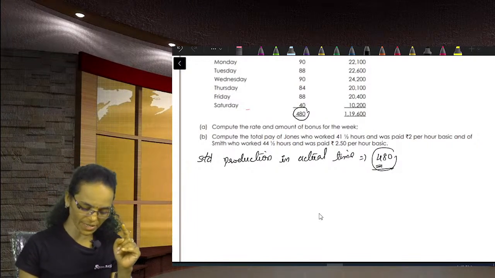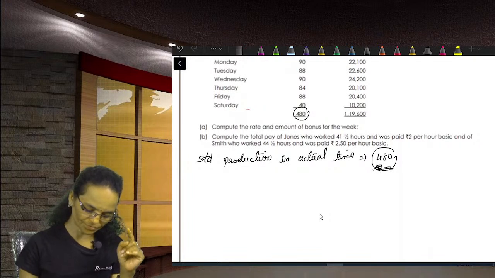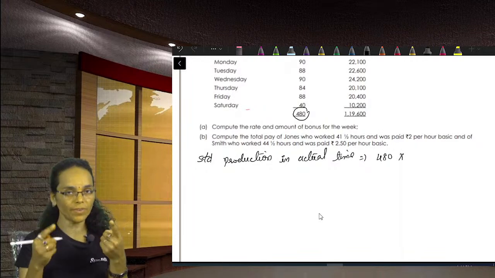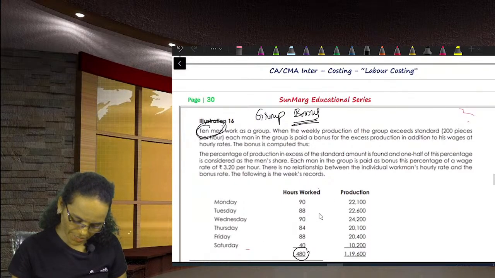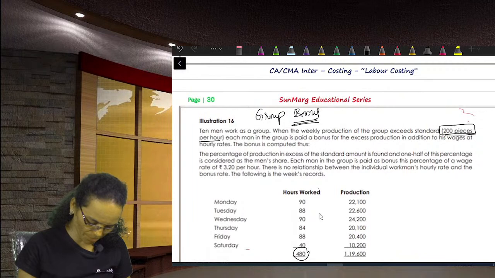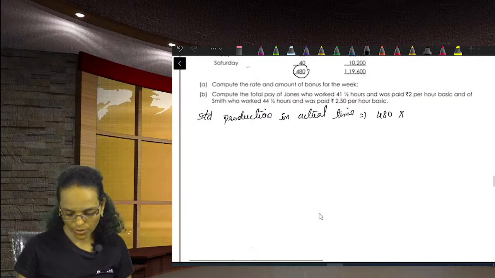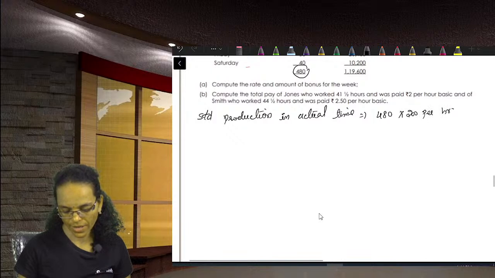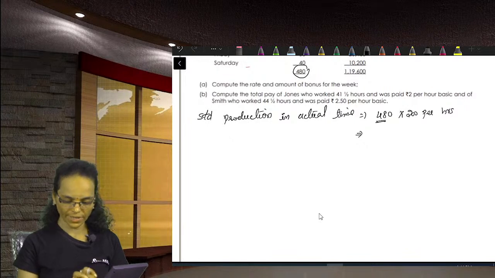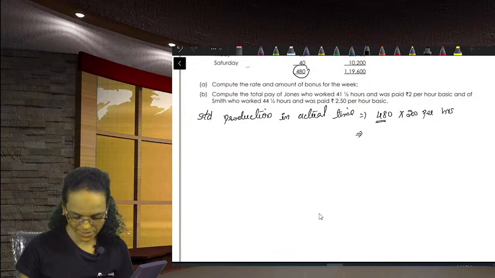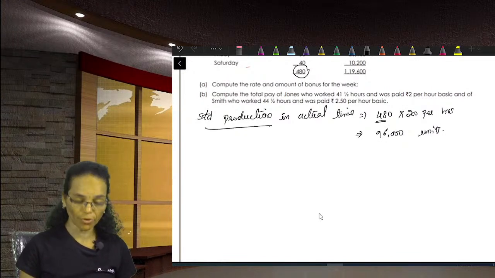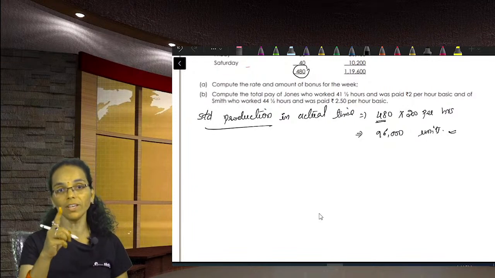So 480 is the number of hours per week. For 1 hour, how many units do we need to produce? Here the standard is 200 pieces per hour. Like that, we have 480 hours, so 480 into 200 is nothing but 96,000 units needs to be produced. This is the standard production for 1 week for 10 members.